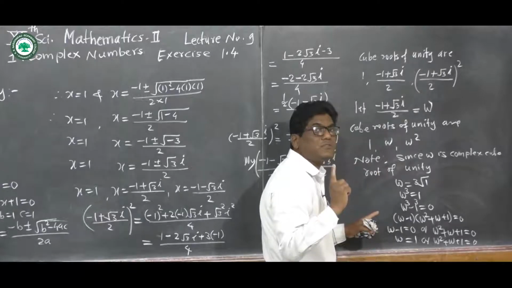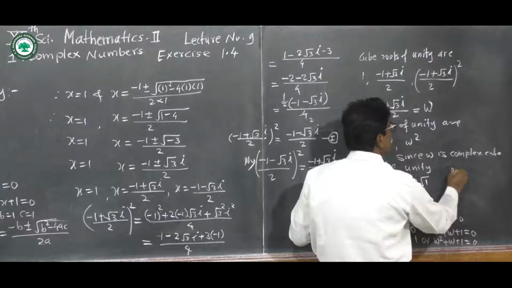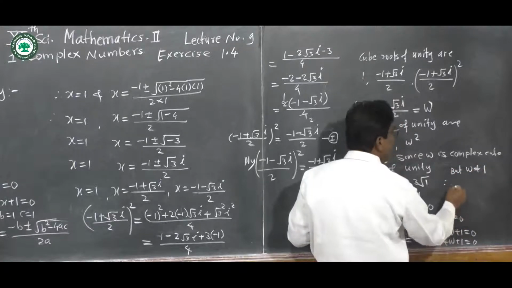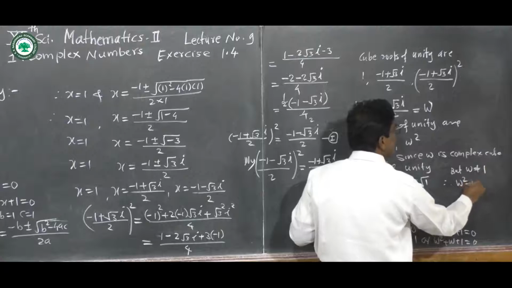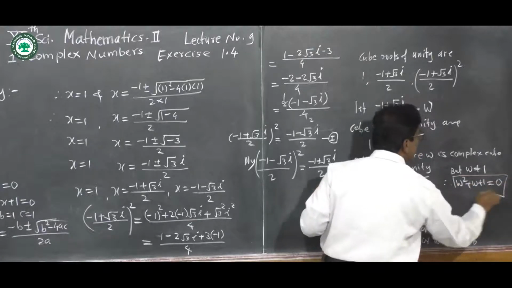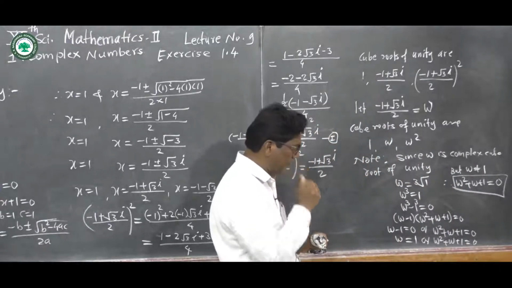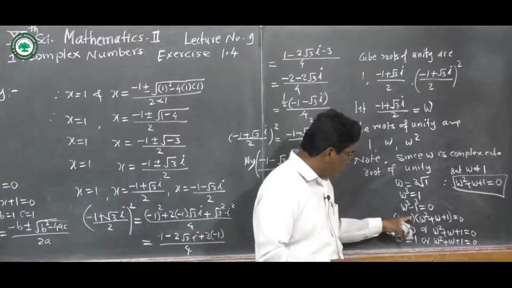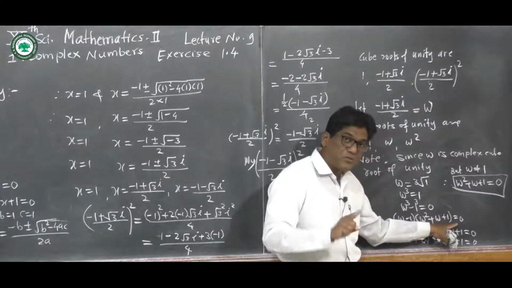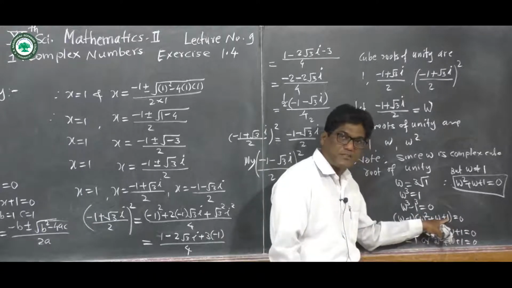So omega is not equal to 1. Here 1 is the real root, but omega is not equal to 1, and therefore we get omega square plus omega plus 1 is equal to 0. So we get a very important formula, omega square plus omega plus 1 is equal to 0. Get it? Omega minus 1 times omega square plus omega plus 1 is equal to 0 implies that either this bracket is equal to 0 or this bracket is equal to 0.